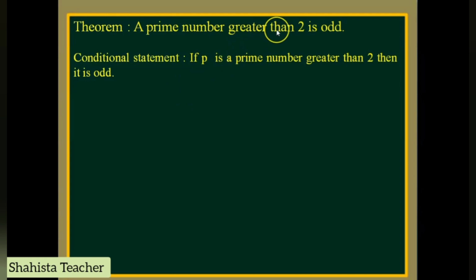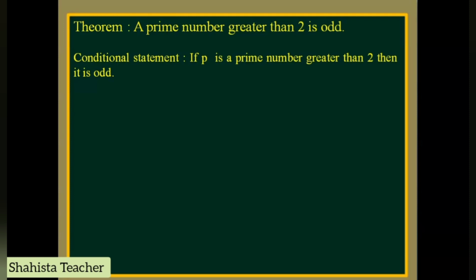A prime number greater than 2 is odd. This is our theorem, so we have to solve it. This is not a geometrical theorem. This is an algebraic theorem. Why? Because it deals with numbers, not figures, not letters. Geometrical theorems deal with figures, but algebraic theorems deal with numbers.